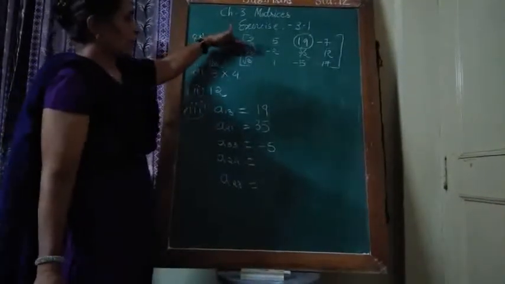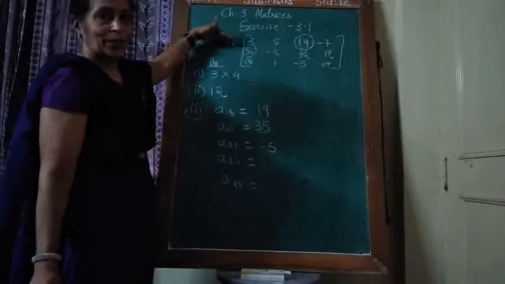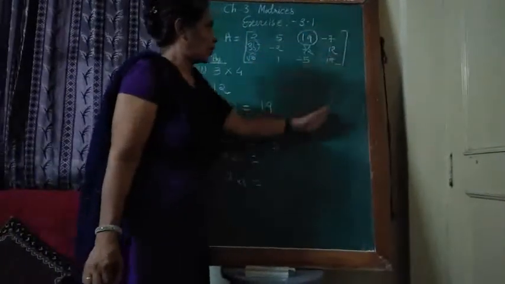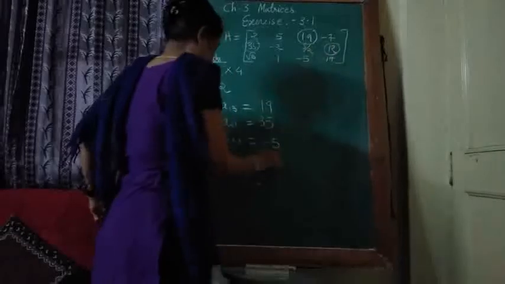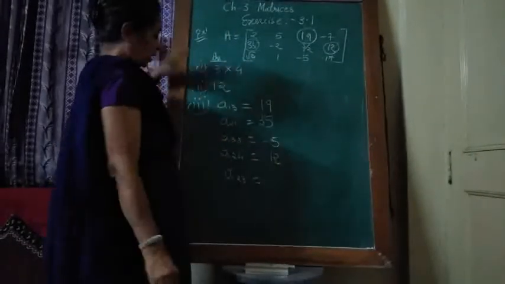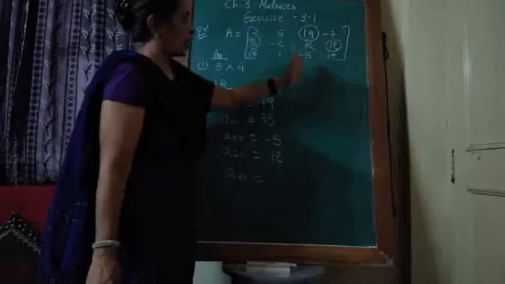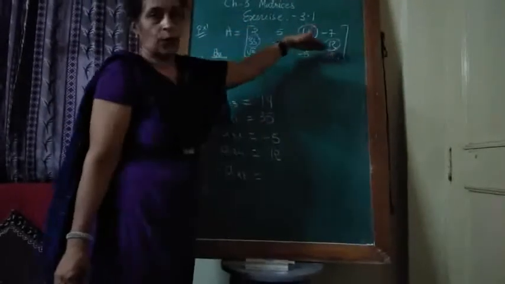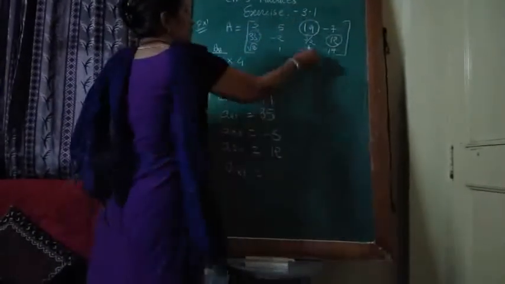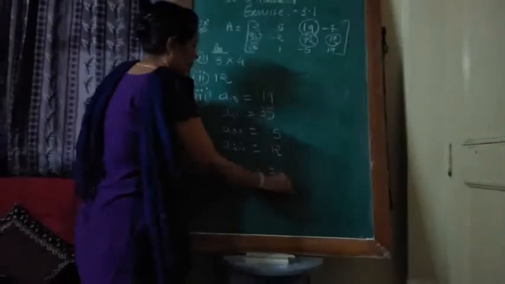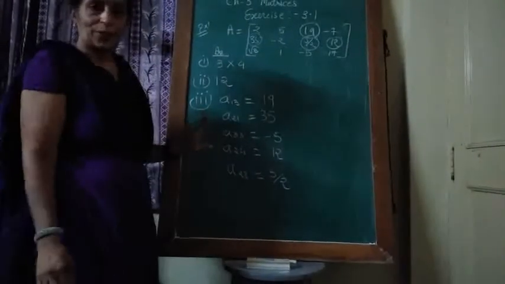A24, second row, fourth column is 12, right? Yes. A23, second row, third column. Second row, third column is 5/2. 5/2, right. So this way I have completed the first example.